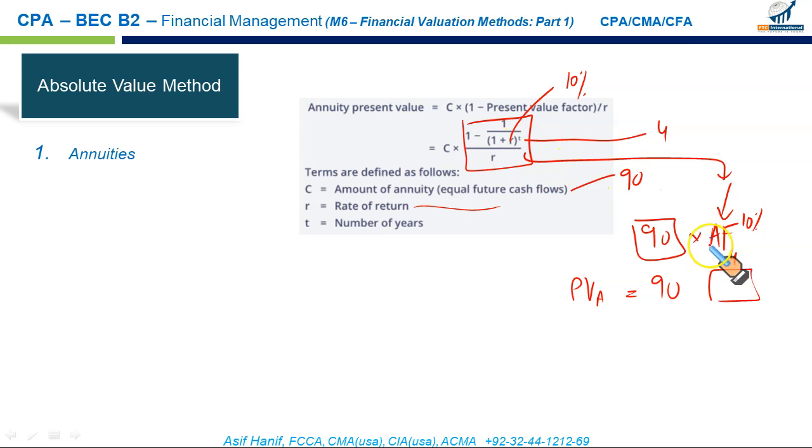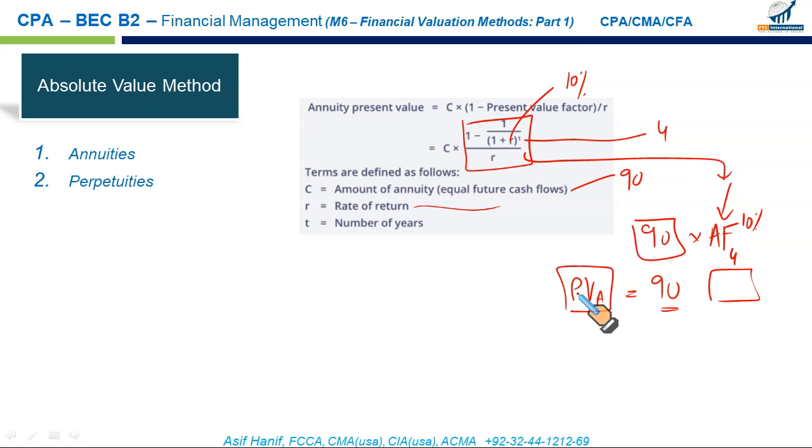You will just get the annuity factor, multiply that annuity factor with the regular, equal cash flow every year, and you will get the present value of the annuity, right? So this is how we calculate the present value of the future cash flows if they are equal. What if they are not equal? We will discuss that later.